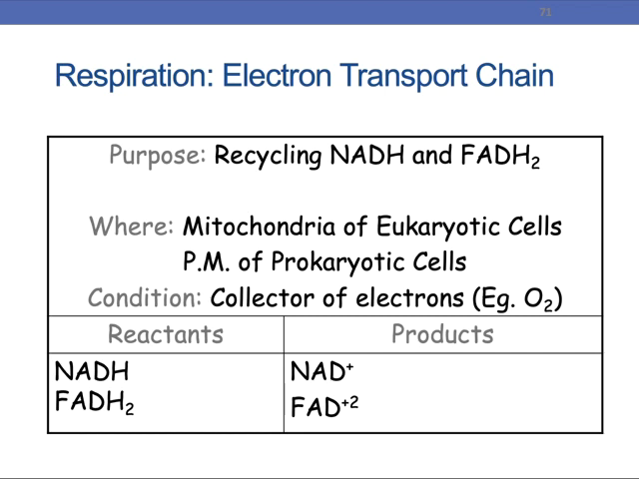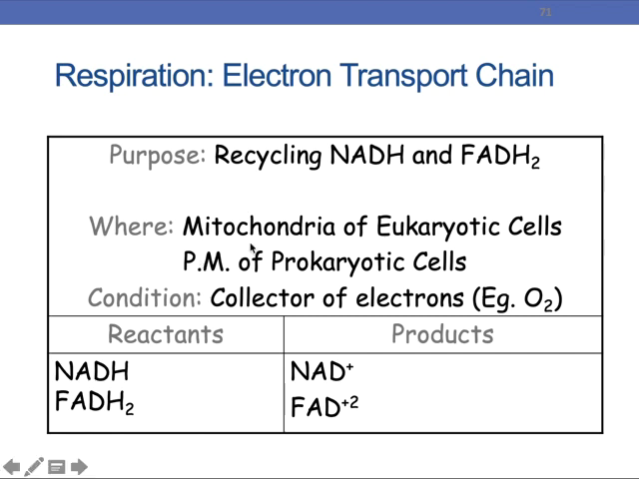The purpose of the electron transport chain is to harness the energy in NADH and FADH2. That's the whole point of it. And where does it take place? In eukaryotes, it takes place in the mitochondria of the cells. Note, prokaryotes do not have mitochondria, so for prokaryotes, it takes place in the plasma membrane. It starts in the cytoplasm or the cytosol, but it actually ends in the plasma membrane.